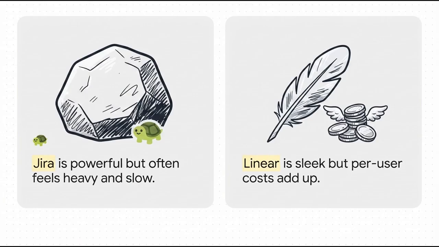Then, on the totally opposite side, is Linear. It's a highly popular, modern, paid alternative that product teams absolutely love, but it comes with per-user subscription costs that can really add up as your team grows. And if you try to look toward older open-source trackers to save a few bucks, well, let's be honest, a lot of them feel incredibly dated compared to the sleek, fast interfaces that modern teams expect these days.